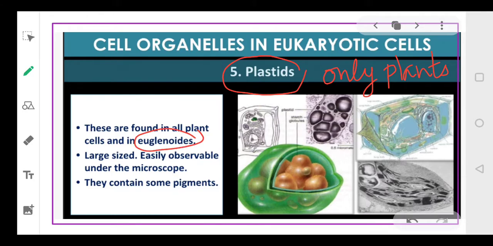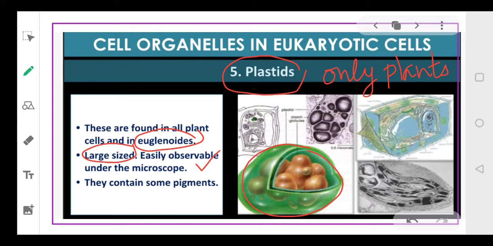Now this plastid cell organelle, as you can see in the picture. Can you see in the picture? Chloroplast. Have you heard of the chloroplast? Chloroplast is one of the plastids. They are large in size and can easily be observed under the microscope. Plastids are quite large, and we can easily observe them under the microscope.